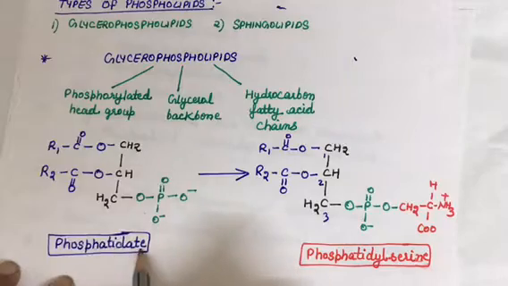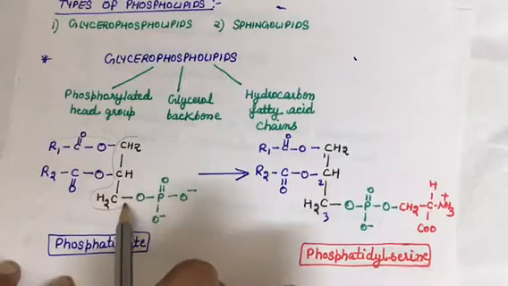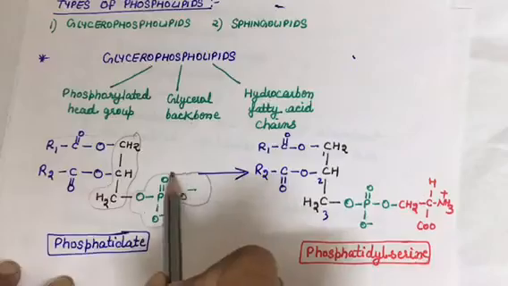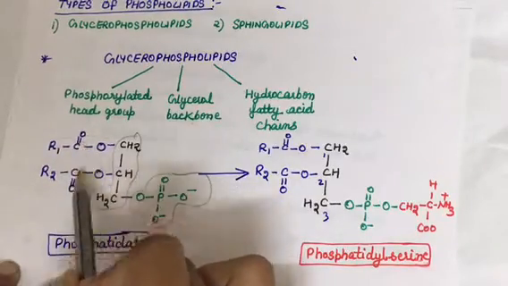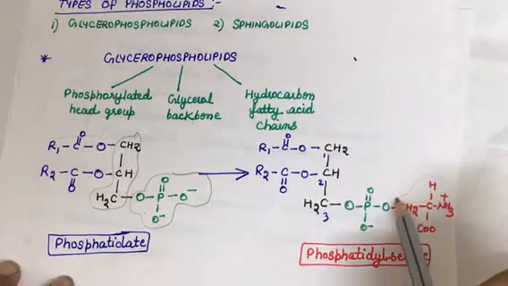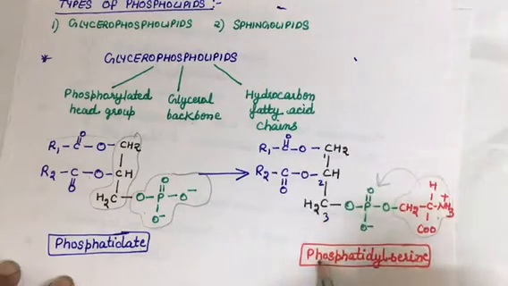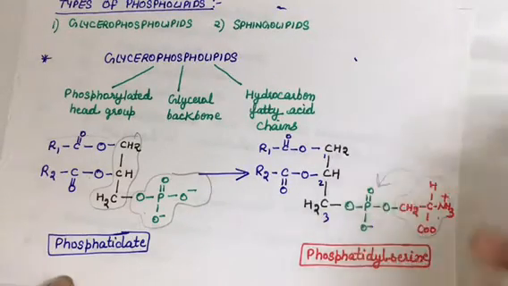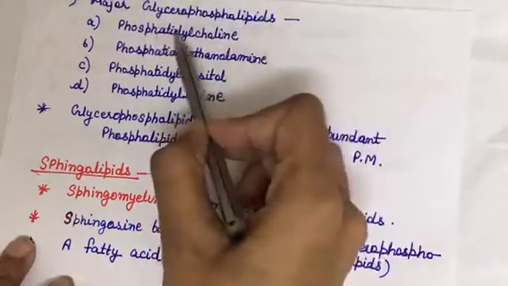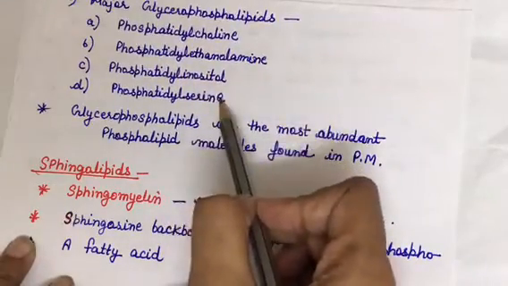It's virtually absent. So you can see here, this is the glycerol backbone. Here you can see phosphate is attached to this glycerol backbone, and it has two fatty acid chains. Later on, when serine is attached to this phosphate, then it becomes phosphatidylserine, right? Major glycerophospholipids are phosphatidylcholine, phosphatidylethanolamine, phosphatidylinositol, and phosphatidylserine.